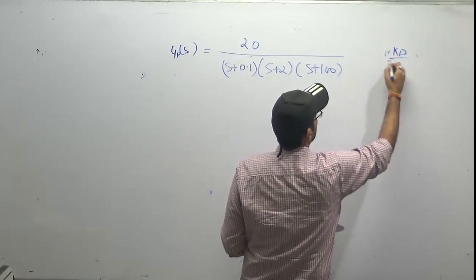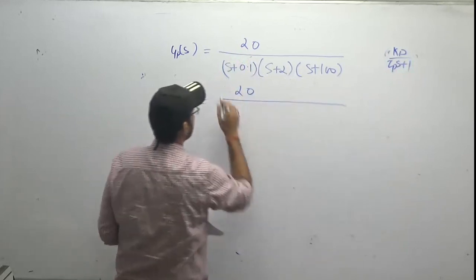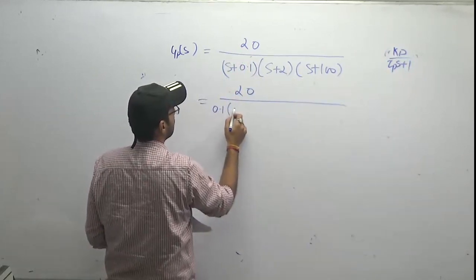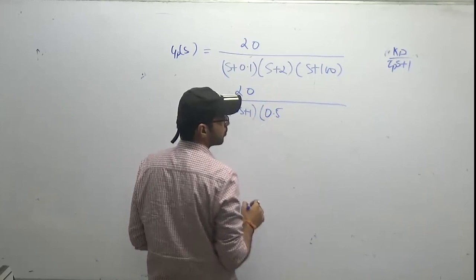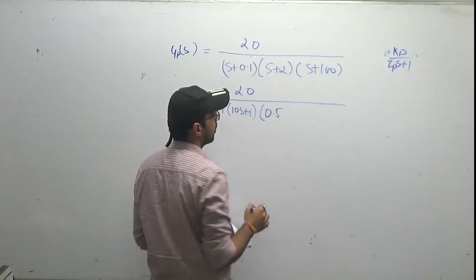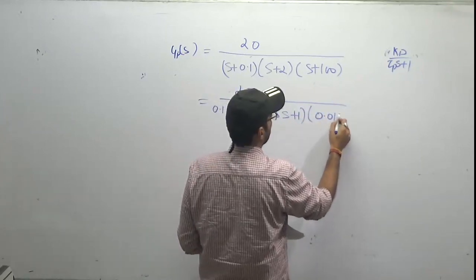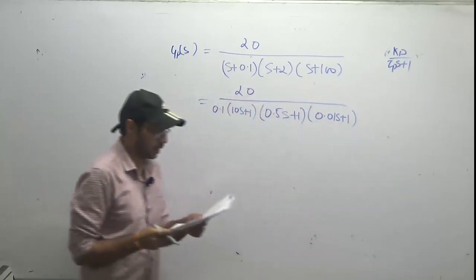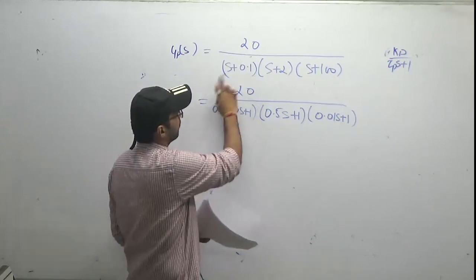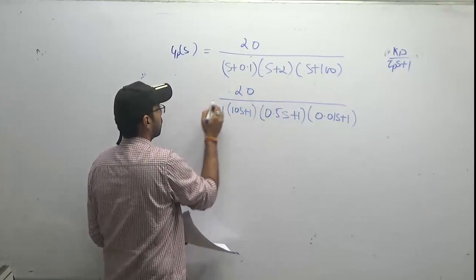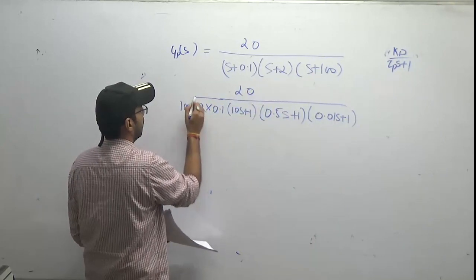Kp by tau p s plus 1. So from here we can say 20 divided by (0.1 10s plus 1)(0.5s plus 1)(0.01s plus 1). This is the thing that you are getting, right? Now we have to take 0.1, we have to take 2 here, so into 2, into 100. What will you get?